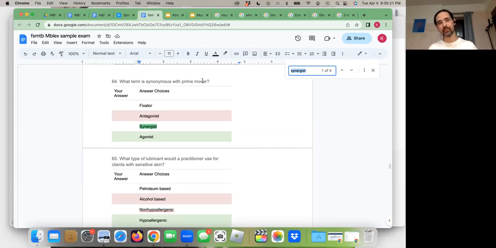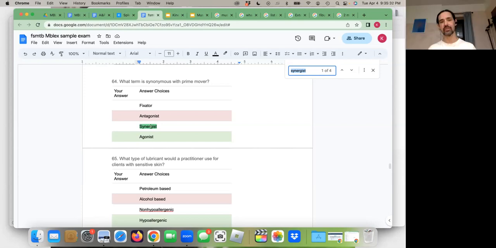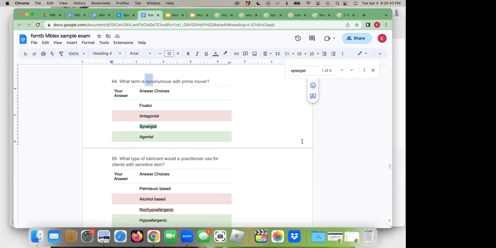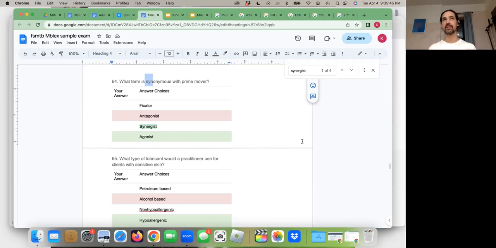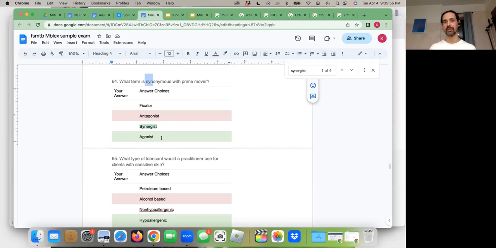Okay, what term is synonymous with the prime mover? Everybody unmute and call out. What term is synonymous with the prime mover? Ignore the colors. Is it the fixator, the antagonist, the synergist, or the agonist? The agonist, that's right. Syn means same as, like syndesmotic or synarthrosis, amphiarthrosis, diarthrosis. Synarthrosis means two bones that become the same, right? Synonymous with prime mover is the agonist.